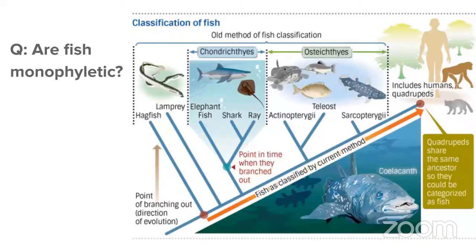I want you to take a look at this phylogeny and think about those group terms again. What we want to look at is whether our fish are monophyletic. Are they a monophyletic group? Give me a thumbs up for yes, thumbs down for no.